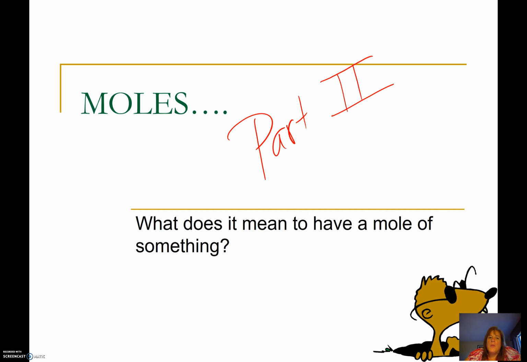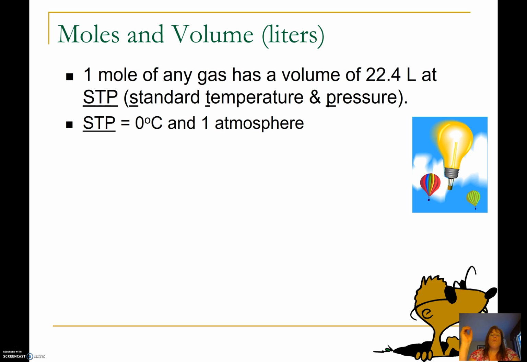In our second part on the mole, we're going to talk about how moles relate to liters. So far, we've said that a mole is 6.02 times 10 to the 23rd molecules or atoms of something. It's also the molar mass in grams, so we can convert between grams and moles. But what about liters? Well, anytime I have a gas at standard temperature and pressure, that's called STP, I actually have 22.4 liters of that gas.